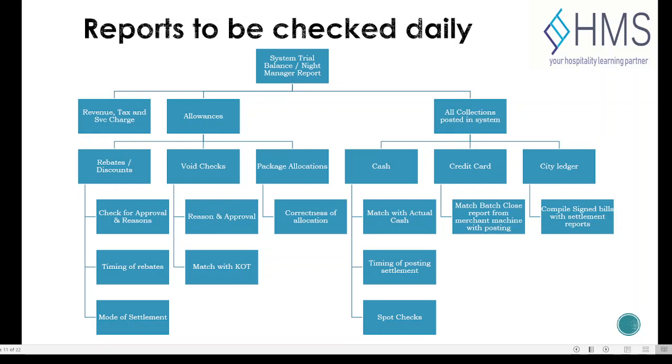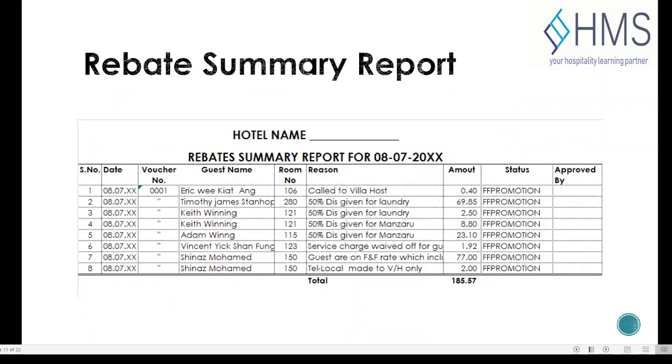And the income audit is also supposed to keep an eye on the permanent folios, permanent master rooms, so that the unsettled bills are not lying there or hanging there. Otherwise, it can happen. So there's a kind of summary report that happens for the rebate, and then usually there's a reason, there's a status, who approved it, what was the voucher number, and what was the amount, and whether this amount is going to back revenue or going to the allowances.